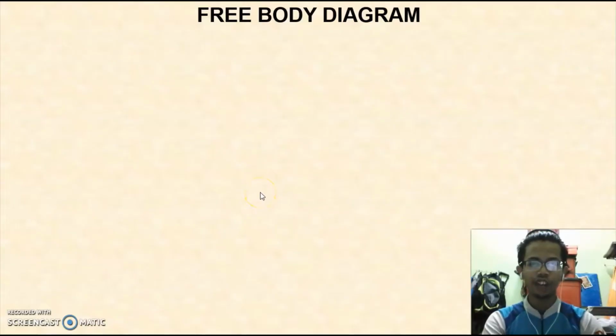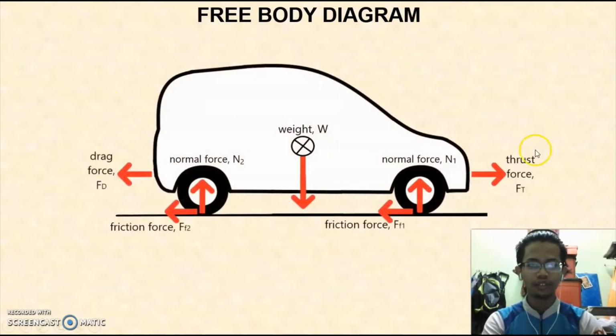Now I will show the free body diagram of the car. As you can see, this is the free body diagram of the car that we have made. First of all, this is the weight of the car that is located at the center of the car, and the arrow is pointing downward. At the front of the car, there is a thrust force that we label as Fp, and the arrow is pointing forward. At the back of the car, there is a drag force that we label as Fd, and the arrow is pointing backward.